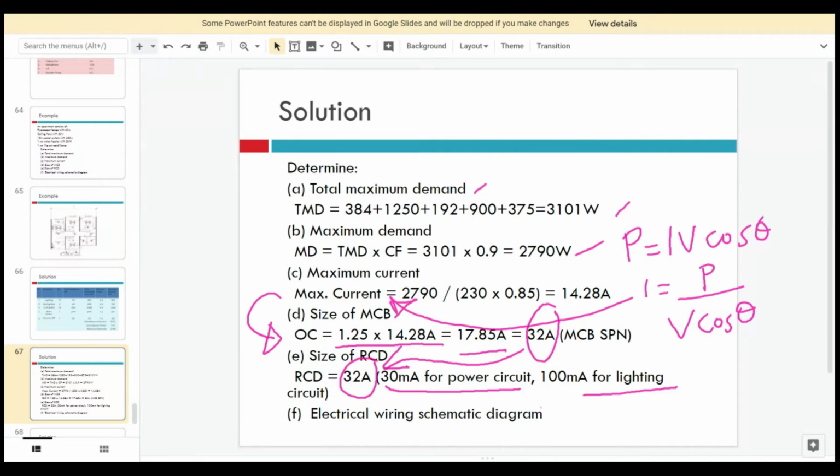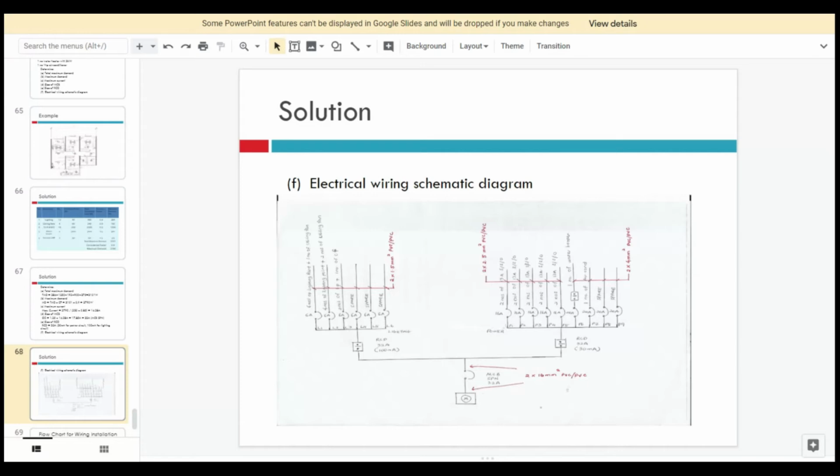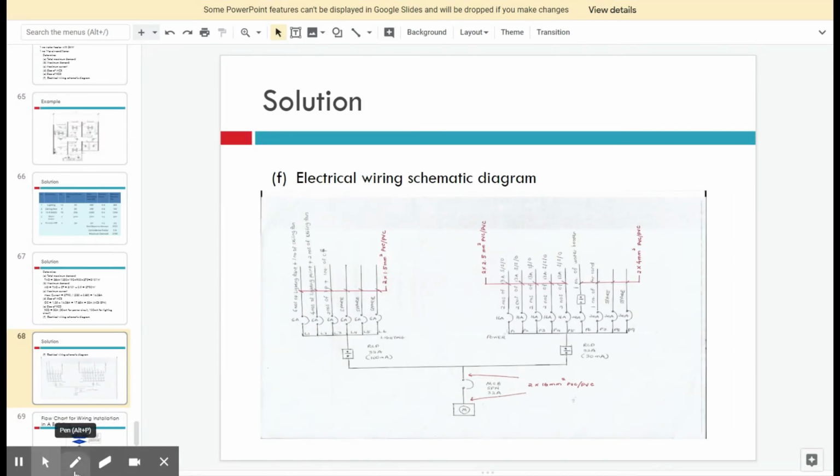Then we can see the electrical wiring schematic diagram. For the electrical wiring schematic diagram, we start from the TNB meter. Then we go to the MCB, single phase, 32 amps. This is based on our calculation. And as I mentioned before, for the main circuit, we use 16 square millimeters for the cable.